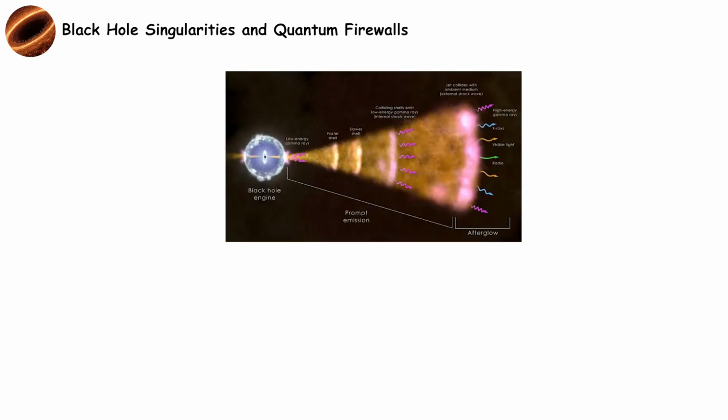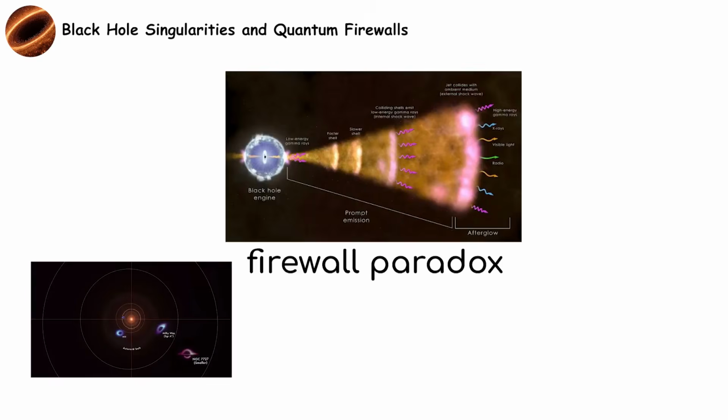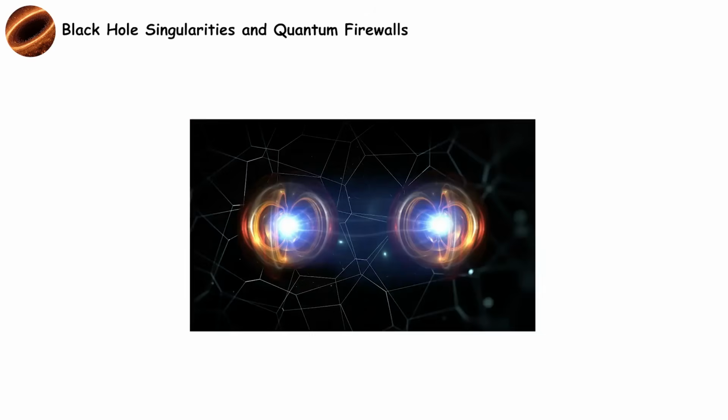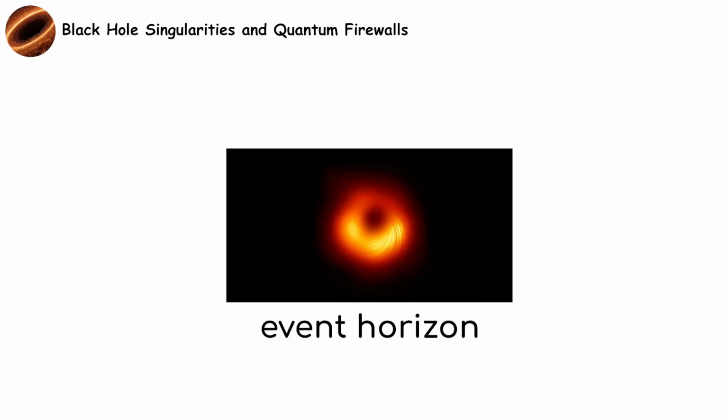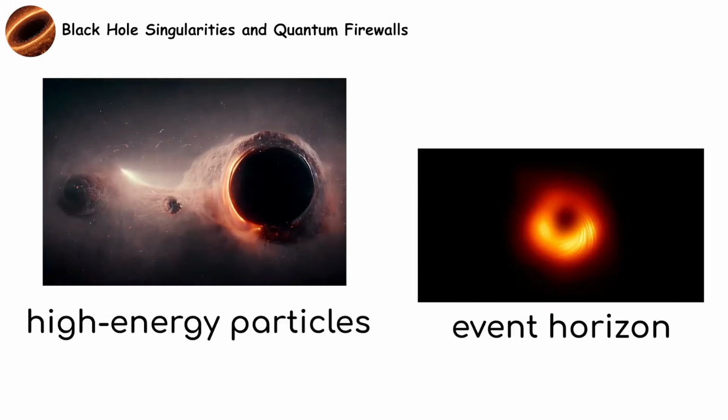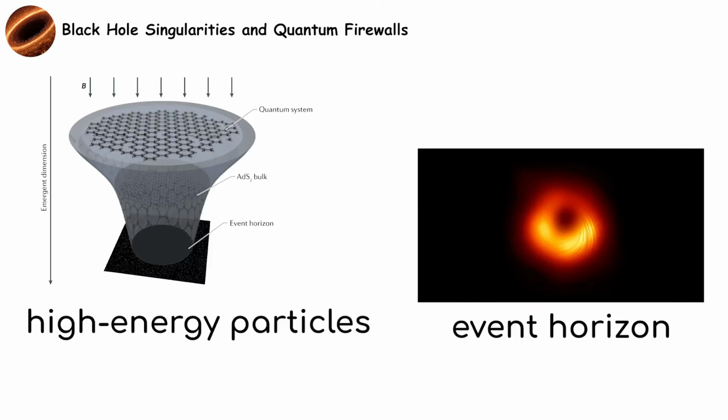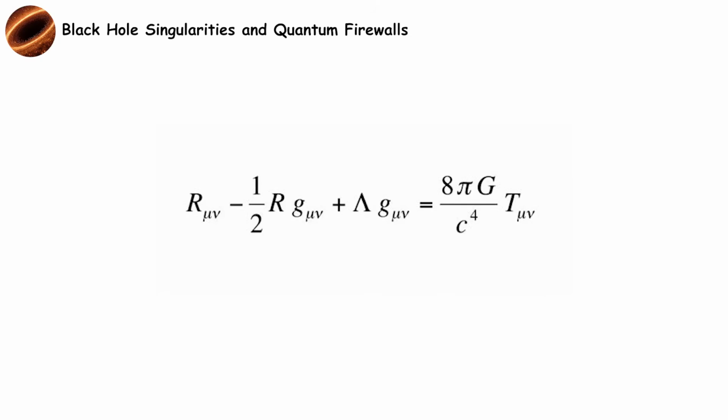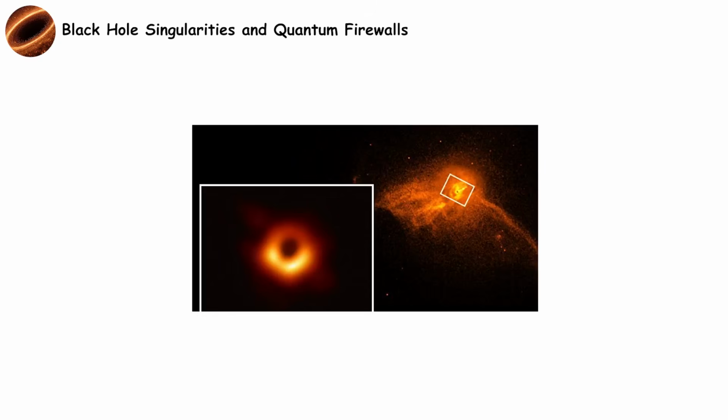One proposed solution is the firewall paradox. If you try to preserve information, quantum mechanics requires that the event horizon isn't smooth and empty. Instead, it's filled with a wall of high-energy particles that would incinerate anything that crosses it. That violates a core principle of general relativity, which says you shouldn't notice anything special at the horizon.